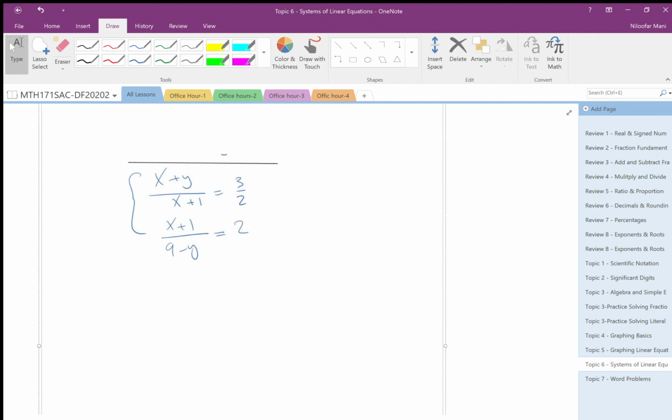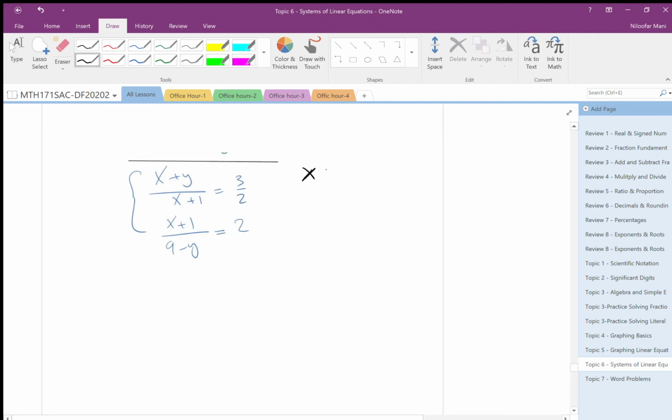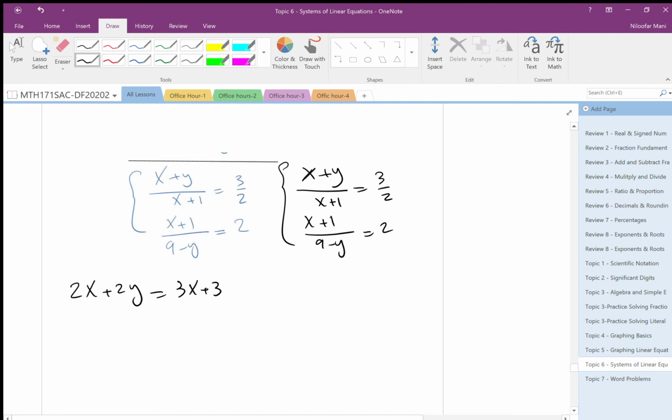So I have x plus y over x plus 1 is 3 over 2. I have x plus 1 over 9 minus y equal 2. Okay, so I have 2x plus 2y equal 3x plus 3. I do cross multiplication. I have x plus 1 equal 18 minus 2y. And then I have what?